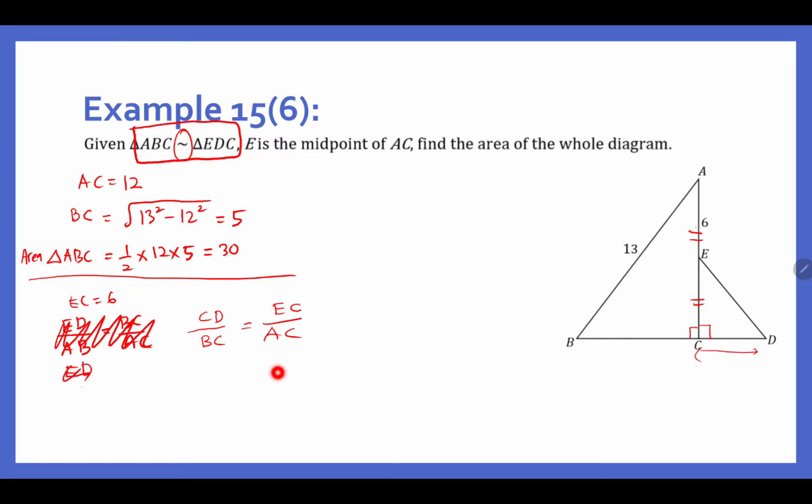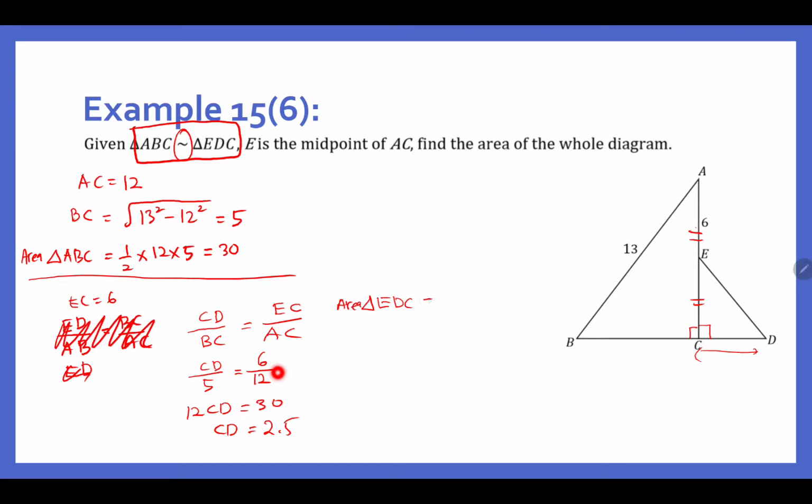So CD proportional dengan BC equals, lepas tu kita ambil EC lah, EC dengan AC. Okay, sebab kita nak cari CD, dia punya base, nak masuk dalam formula area. So CD yang kita nak cari, BC is 5 equals EC is 6 and AC is 12. Okay, so darabkan dapat 12 CD sama dengan 30, CD 2.5. So kita boleh cari area for triangle EDC.